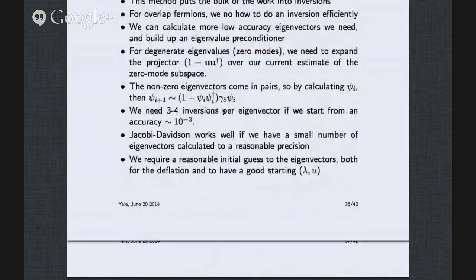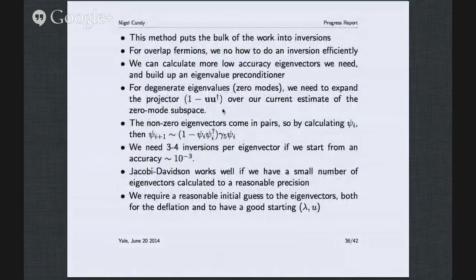So you can see what I want to do here. I want to use the Arnoldi method to get the eigenvectors to a low accuracy, and then plug them into, say, Jacobi-Davidson to get them out to a high accuracy.